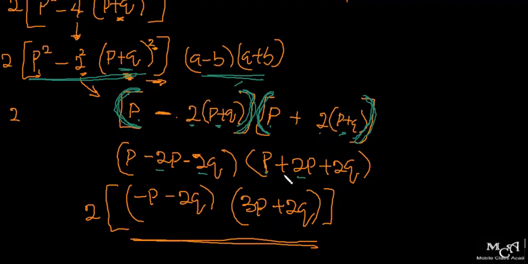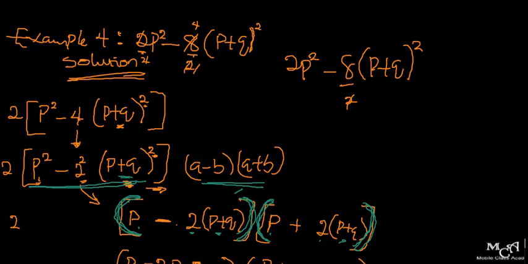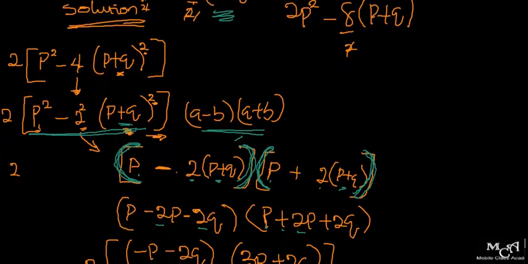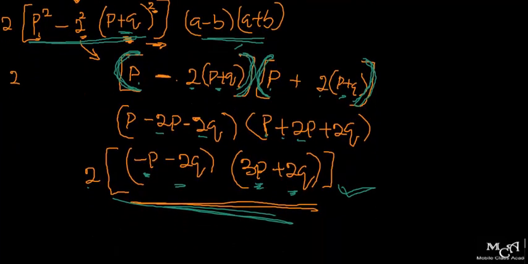So P plus 2P gives us 3P. Then we have our 2Q. Whereas here, we have minus 2P plus P. It gives us minus P minus 2Q. Then our 2. That's how we arrive at this solution. So this is the solution to the question above. I hope that is informative enough. Give it a try. From your end, you will see that you will arrive at the same answer.